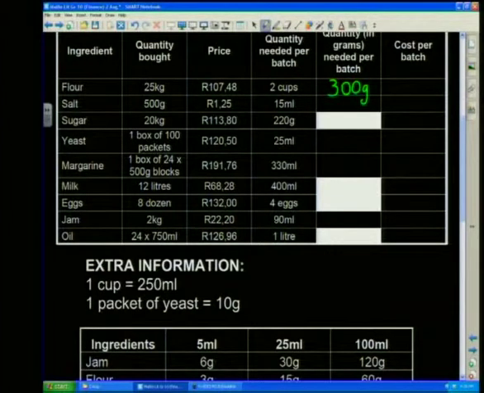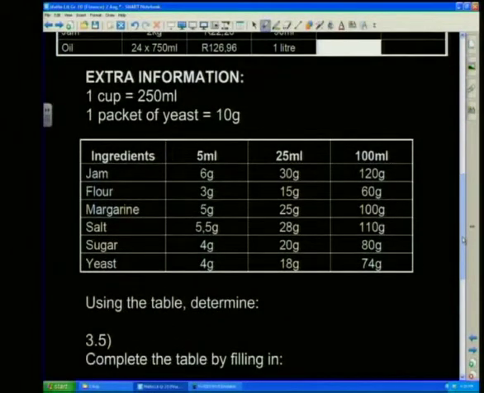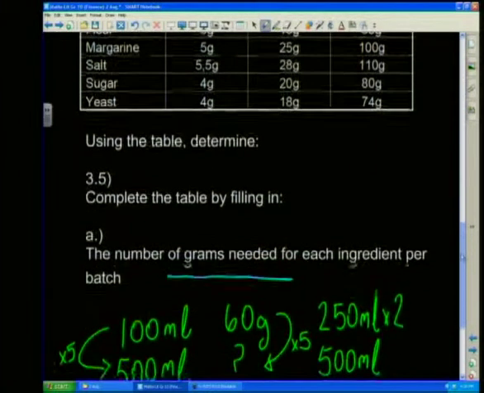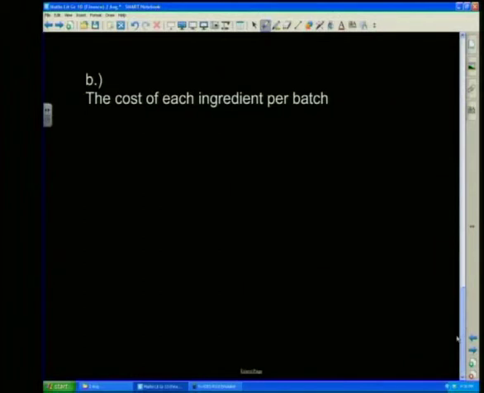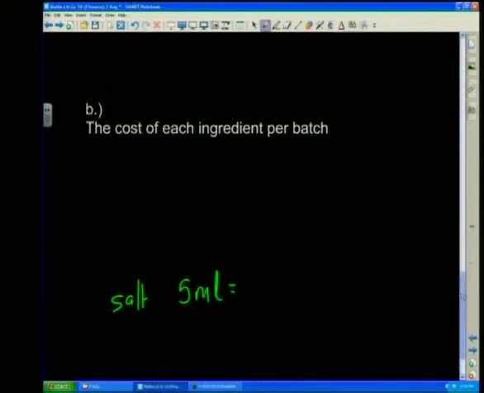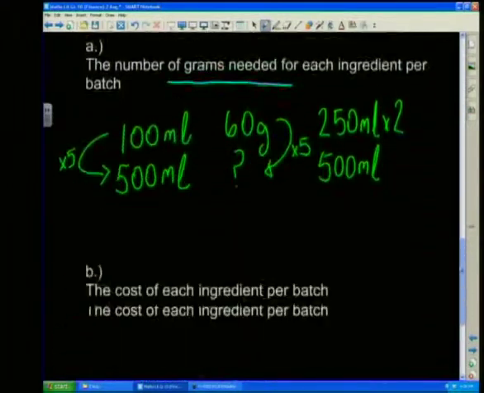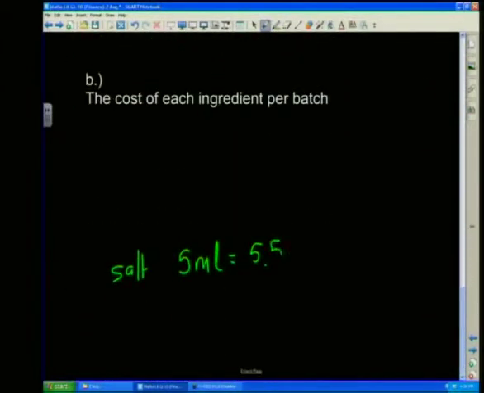Right, and then salt, I need 15 mils. So let's go find 15 mils. Salt, it's 5.5 grams for 5 mils. I need 15, so I'm going to times that by 3. I'm actually going to do that a second one. Let's get a little bit more space. Right, so for salt, we had 5 mils was 5.5 grams, and I need 15 mils per batch. So here I'm going to times by 3.